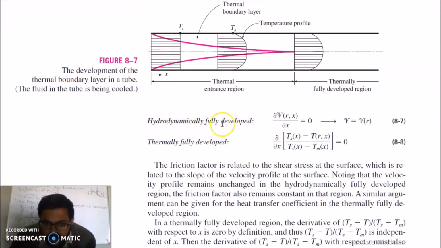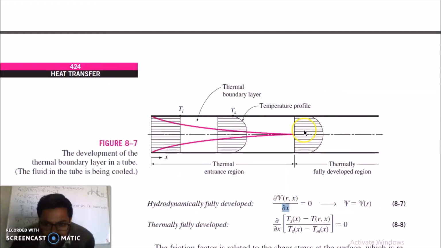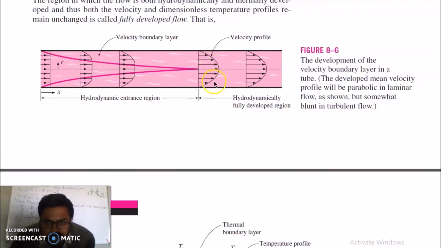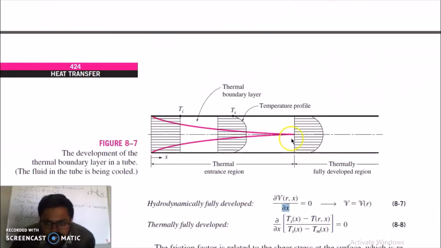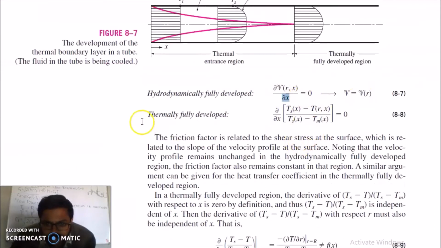So hydrodynamically fully developed flow means that the variation of velocity with respect to x, that is the derivative of u with respect to x, is equal to 0. You can see here in this case the velocity profile won't change, so this must be equal to 0. And thermally fully developed means that the derivative of the dimensionless temperature with respect to x must be equal to 0.